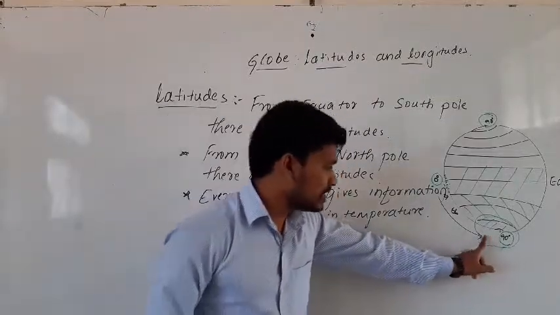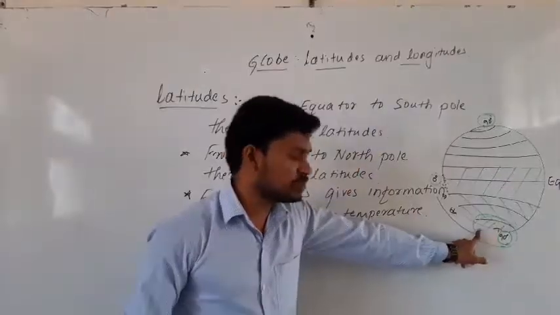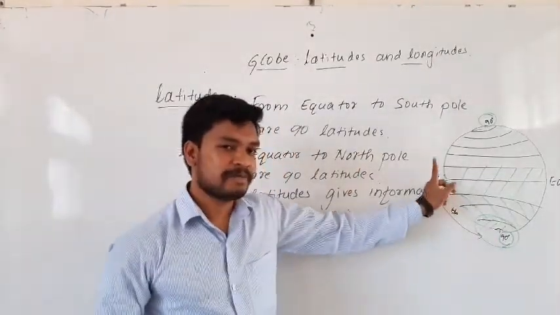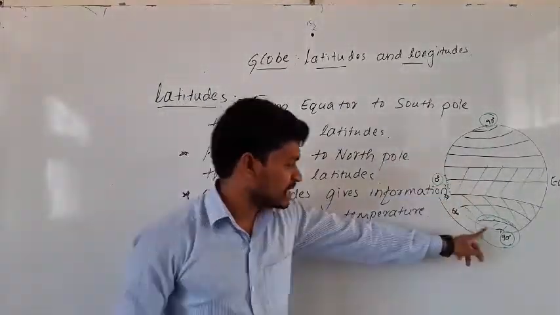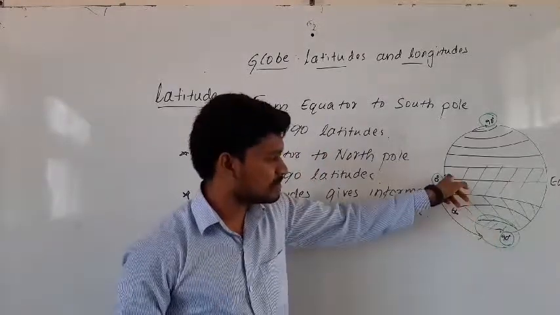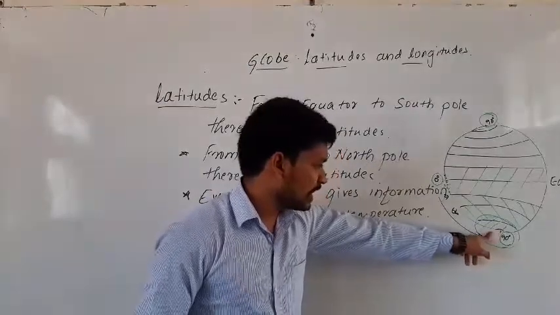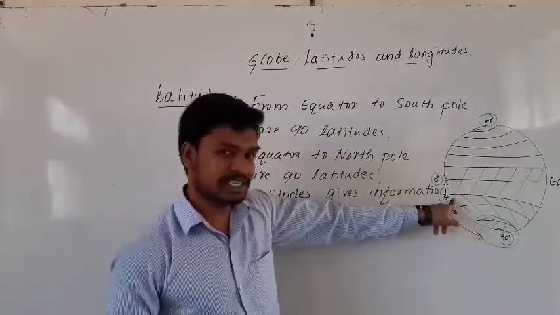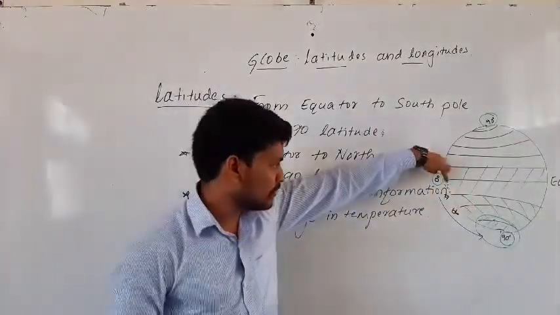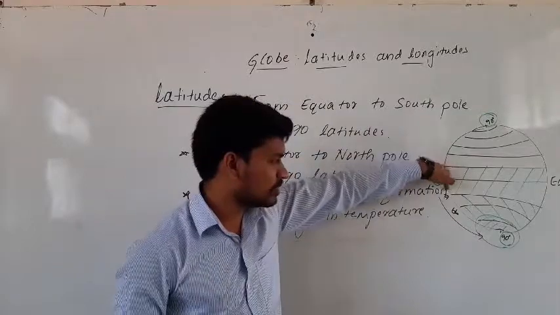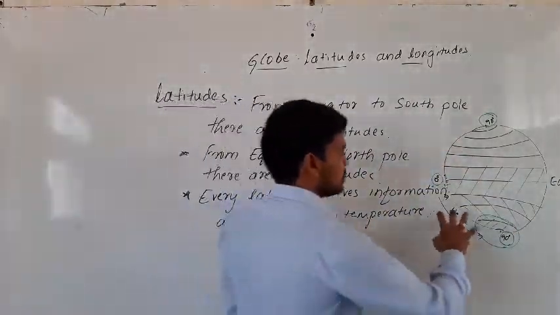As the number of latitude increases, the temperature decreases. As the number of latitude decreases, temperature increases. Like the numbers 90, 80, 70, 60 are decreasing, that shows temperature is increasing. When the number of latitude increases from 0, 10, 20, the temperature decreases. So that's what it gives information about.